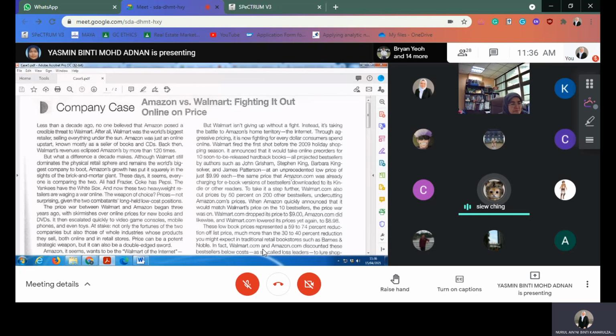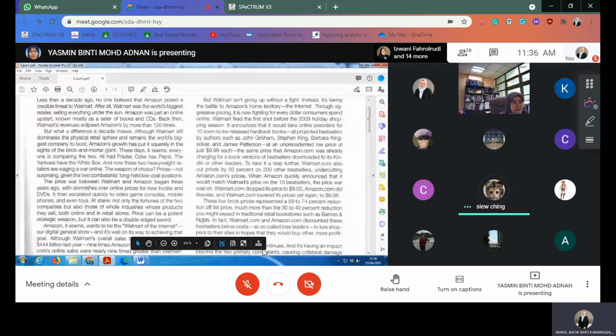Not surprising, given the two combatants' long held low-cost positions. The price war between Walmart and Amazon began 3 years ago, with skirmishes over online prices for new books and DVDs. It then escalated quickly to video game consoles, mobile phones, and even toys. At stake, not only the fortunes of the two companies, but also those of whole industries whose products they sell, both online and in retail stores. Price can be a potent strategic weapon, but it can also be a double-edged sword.